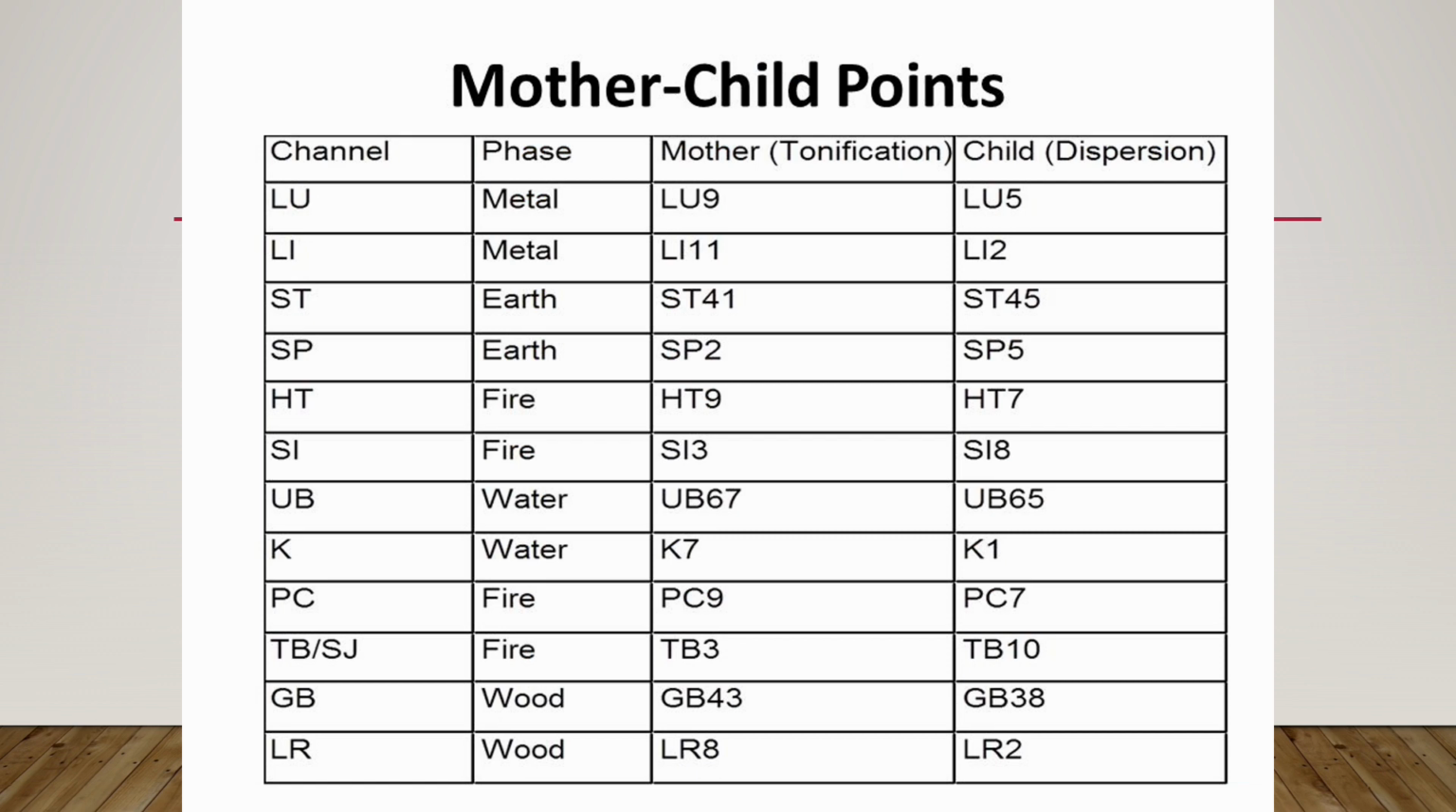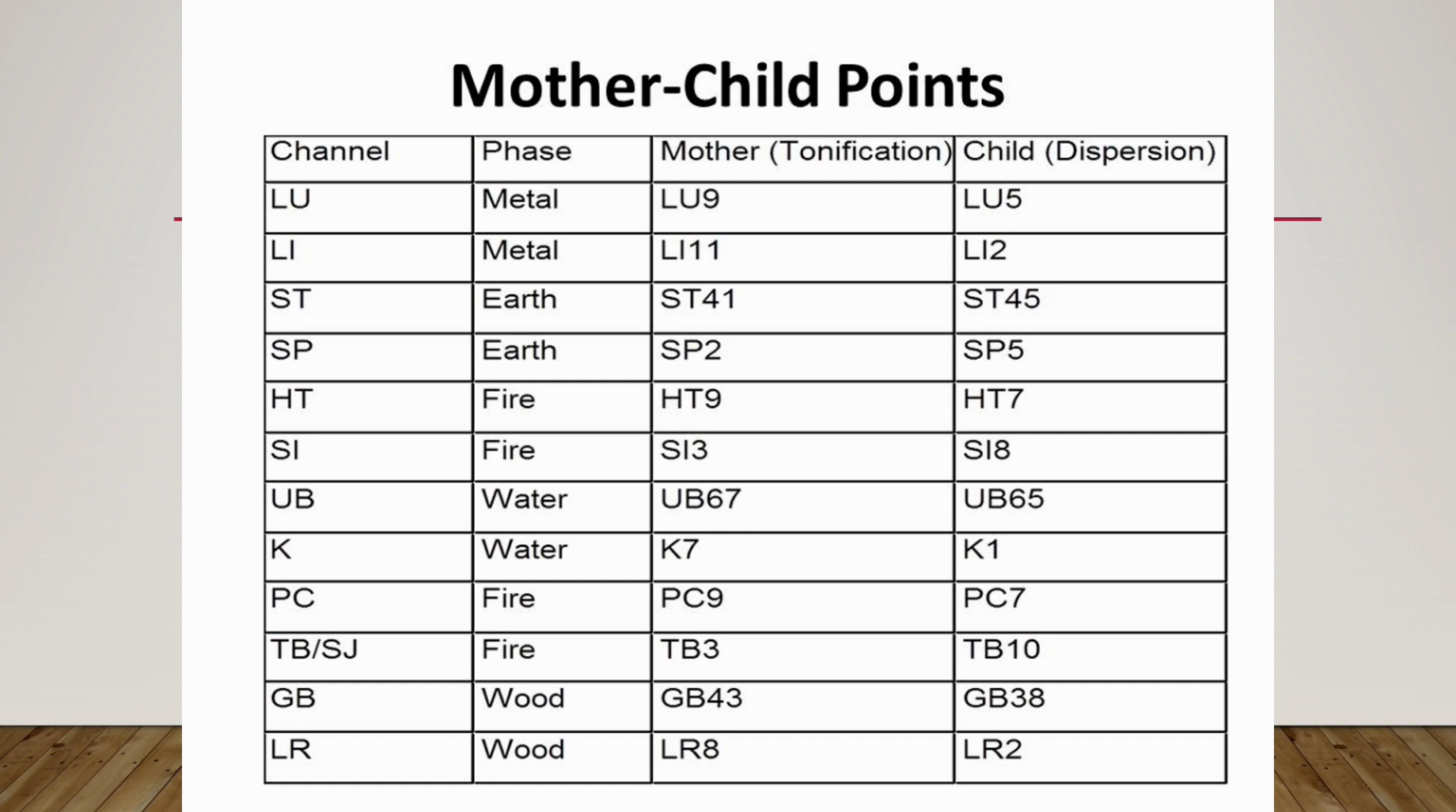The Classic of Difficulties says, in cases of deficiency, reinforce the mother. In cases of excess, reduce the child. This has been understood to describe the method of selecting points to tonify or reduce a channel or zangfu according to the generating sequence of the 5 phases. For example, to tonify the heart, fire, select the heart channel point that belongs to the mother phase, wood, that is heart 9. To reduce the heart, select the heart channel point that belongs to the child phase, the earth, that is heart 7. The complete list of these mother and child points is provided on the slide.